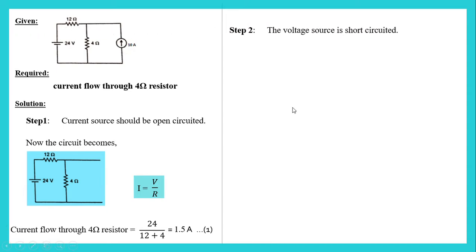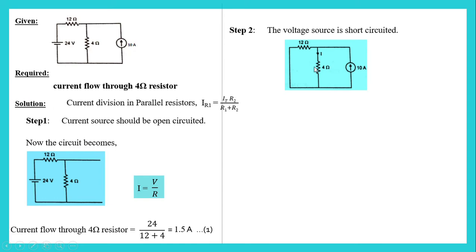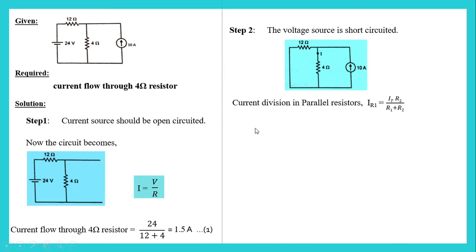The voltage source is short circuited. Now we are considering the current source alone and making the voltage source inactive. While considering the 10 amps current source, the 12 ohm resistor and 4 ohm resistor are in parallel combination. For that, we are taking the formula for current division in parallel resistors, that is I_R1 is equal to I_T into R2 divided by R1 plus R2, where R1 is equal to 4 ohm, R2 is equal to 12 ohm.